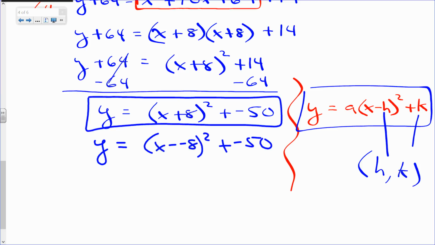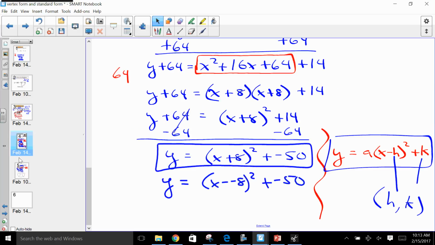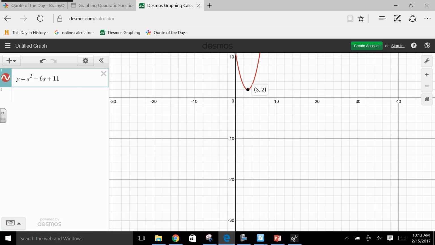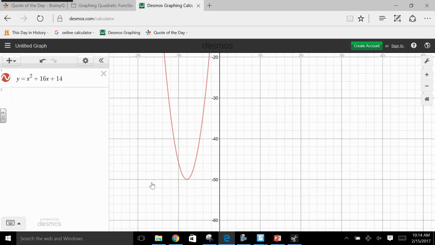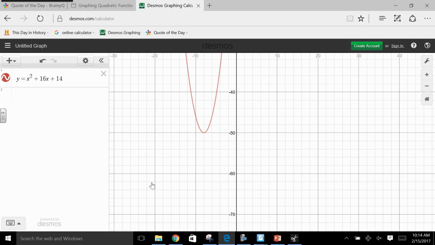All right, so let me just verify that that was the vertex. Y equals x squared plus 16x plus 14. All right, there's my graph. Look at this, it probably goes way down there. Let me see if the vertex was -8, -50, and there it is. -8, -50 is the vertex. Beautiful.